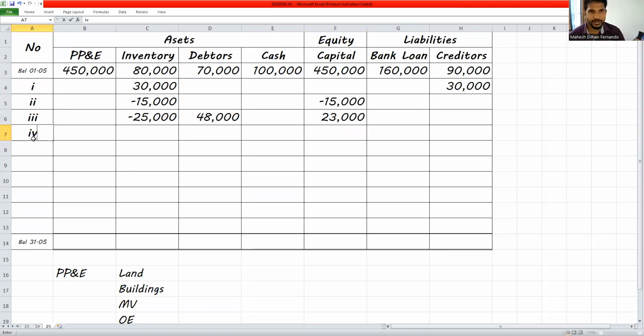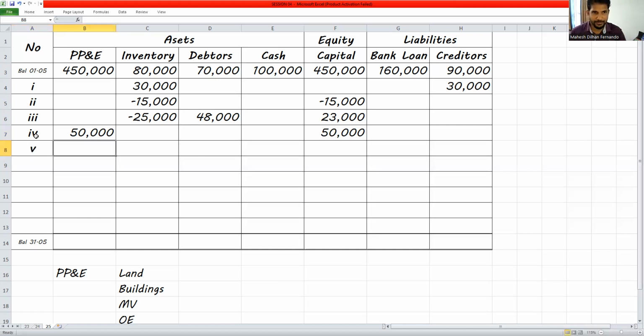Number 4. The owner introduced office equipment, office furniture value 50,000 as additional. That increases not cash. The owner has directly provided office furniture. So PPE, that includes office furniture, is increased by 50,000. And capital plus 50,000. Always check whether the equation is tallied after every single posting.